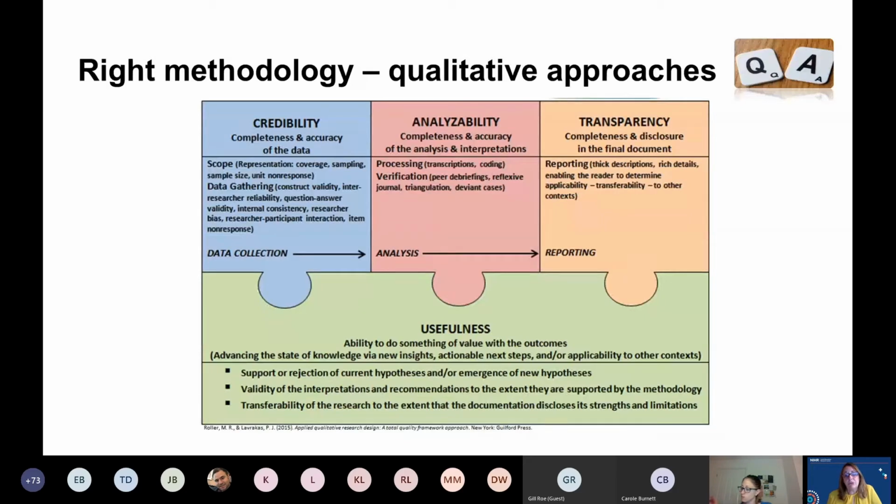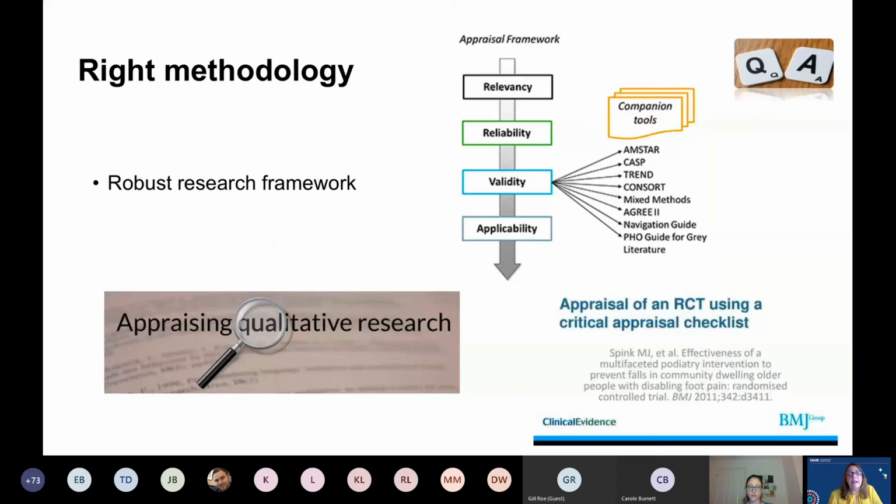Similarly with qualitative approaches, again, there are frameworks of how you approach qualitative methodology, which is very different to the quantitative, but still there's an issue. And again, it's really around making sure that what you're doing is credible, is repeatable, or is at least transparent, is analysable, and again, it's useful. So you need to make sure that you're engaging with the right approaches that support your question. And again, it's around having appropriate frameworks.